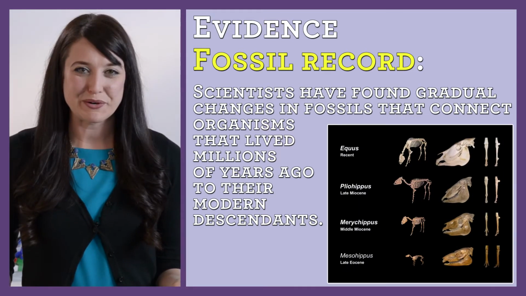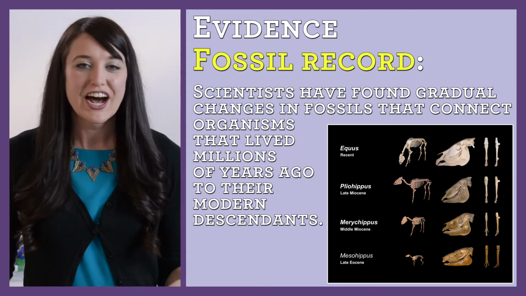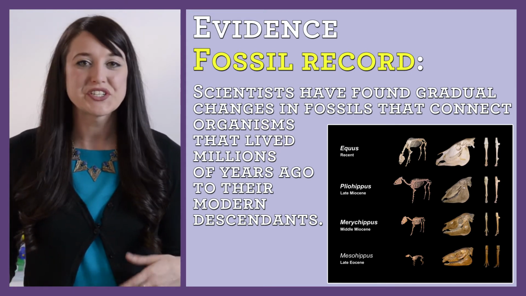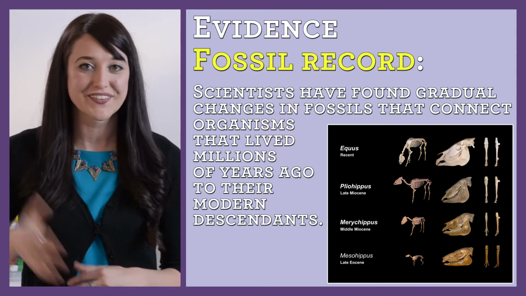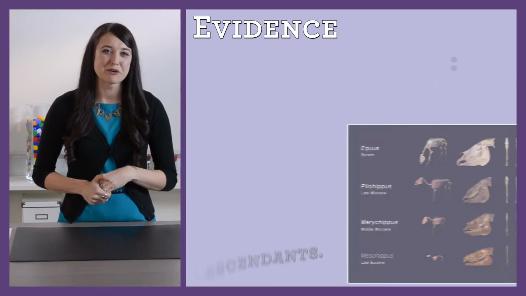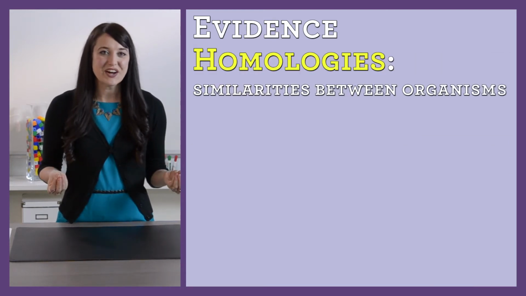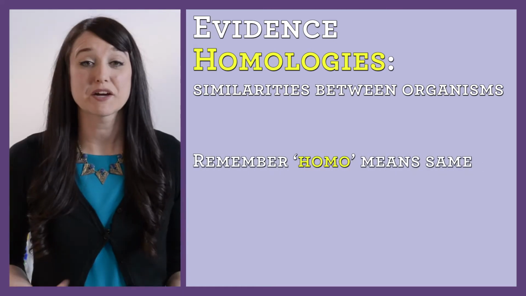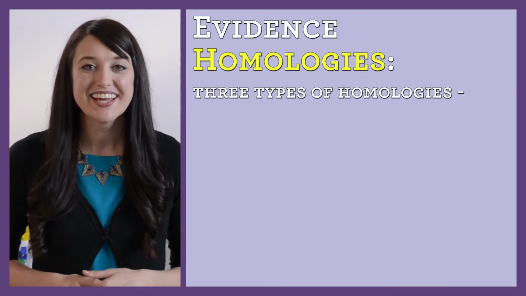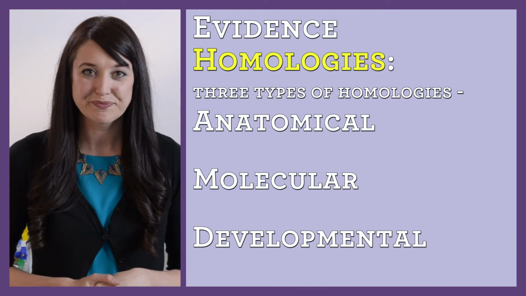In this example, the fossil record provides evidence of ancestry of the modern-day horse, which is in the genus Equus, which is located at the top of the photo. Homologies also provide evidence of common ancestry. Homologies are similarities found within organisms. Remember, homo means the same. We'll talk about three types of homologies: anatomical, molecular, and developmental.